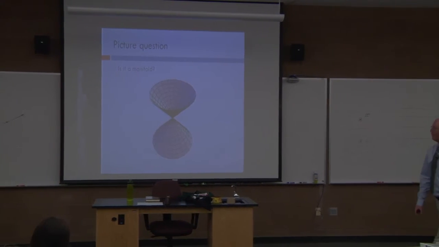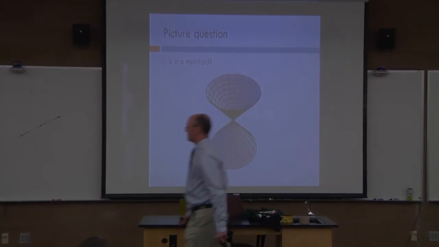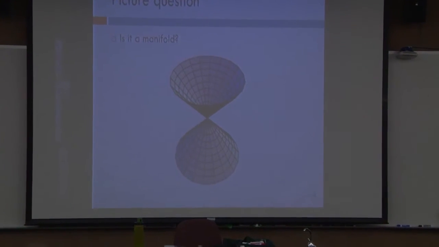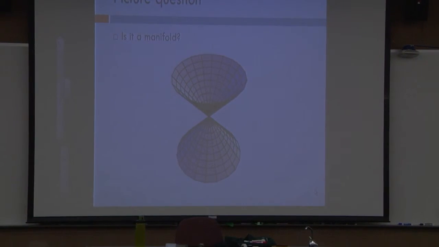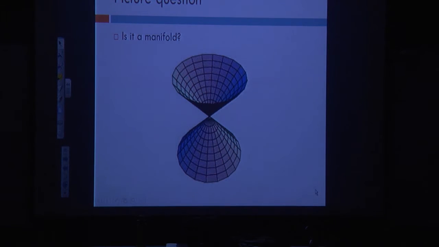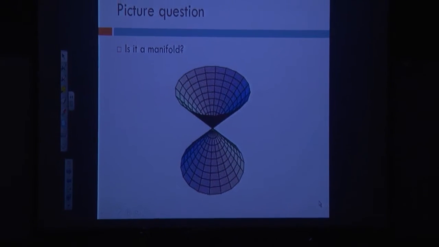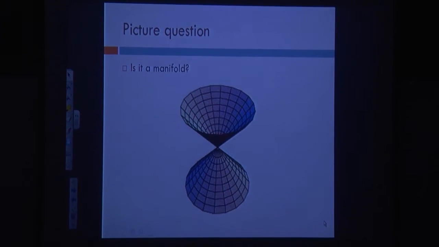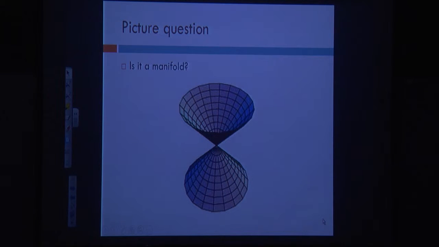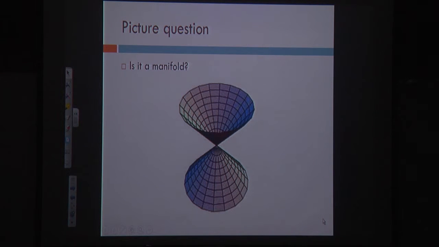So I'm going to let you think about this for a couple minutes. Is it a manifold? I'll pretend that you're students in my classroom. Is it a manifold? Why or why not? Depends on whether it meets in the center in a single point. Let's pretend that it does. Then it's not. Why not? Because one point has no dimension.